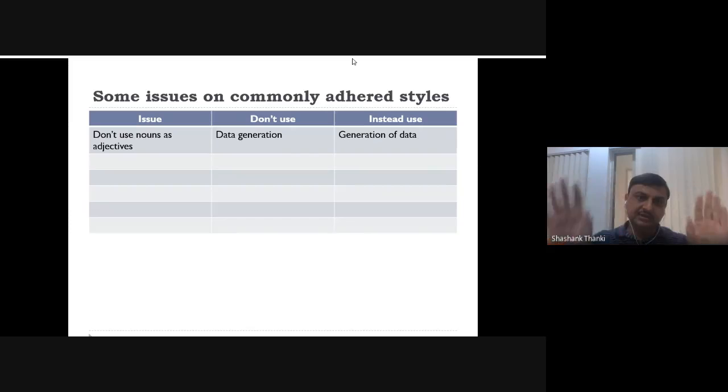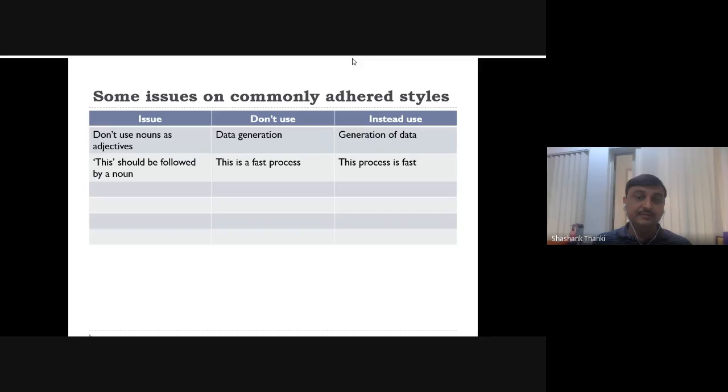These are a few points I think I should present for you so that it will help you to prepare a good paper. Don't use nouns as adjectives. Data generation, that is not the correct way of looking at it. It should be generation of data. This should be followed by a noun.